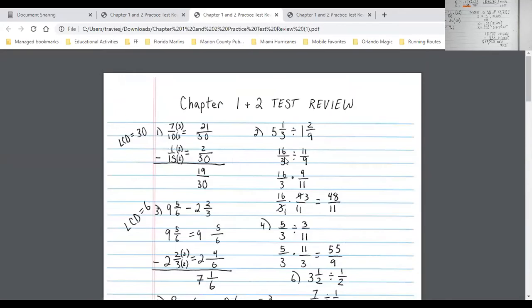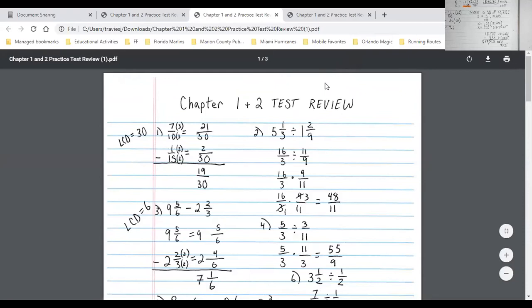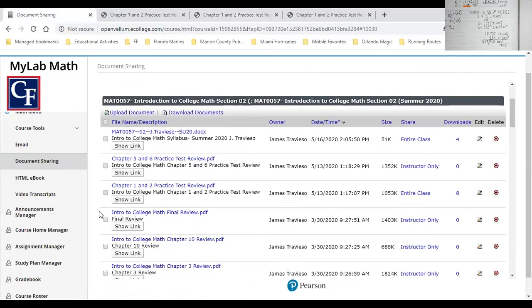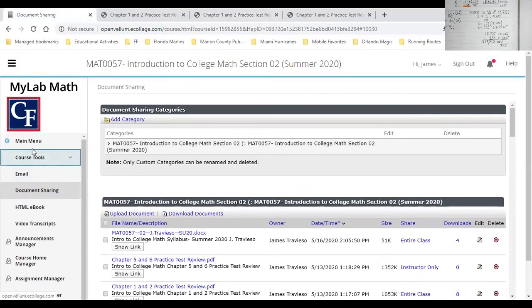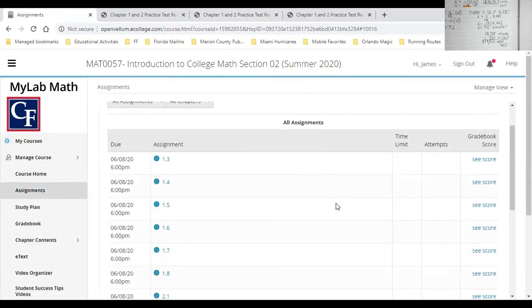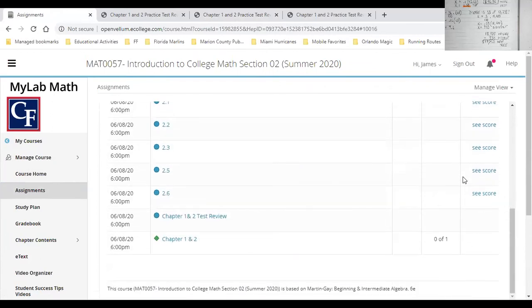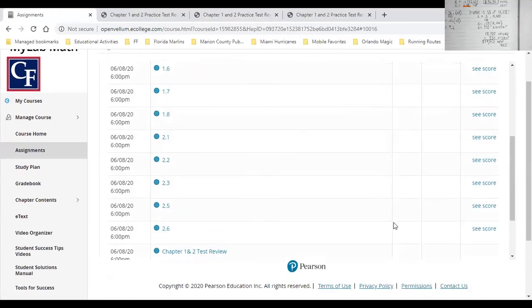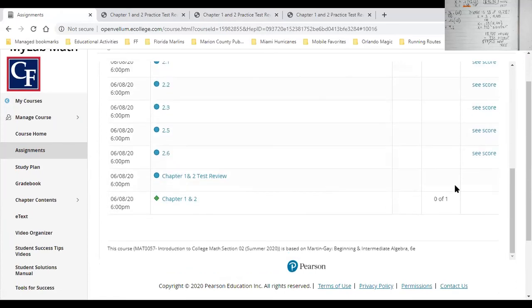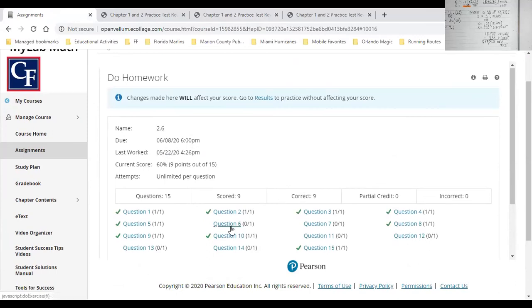All right, so once you finish that, once you finish your Chapter 1 and 2 test review, at that point, just check all your assignments on your main menu assignment tool. Again, guys, all these assignments and the test review, there's no reason that they are not 100%. Because again, you can solve these problems as many times as you want. All right, so you should check your scores and make sure they're all 100s.